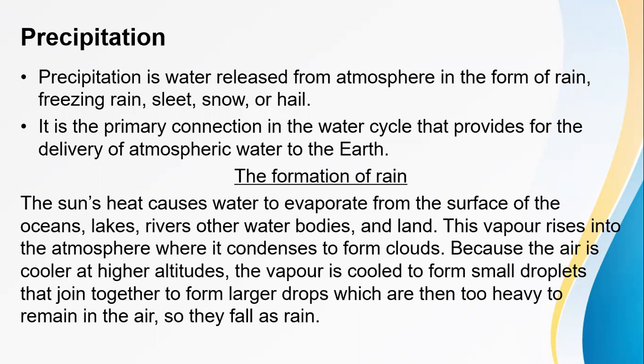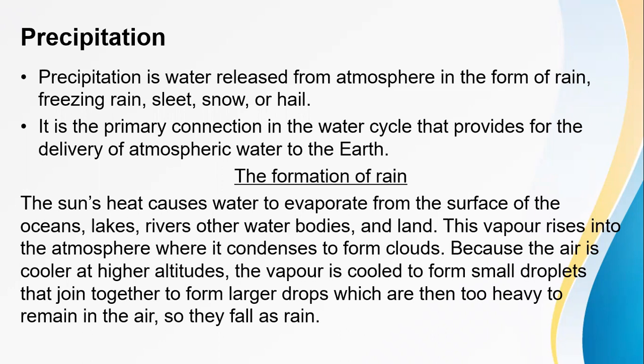So all these are just forms of precipitation that can be released from the atmosphere. It is the primary connection in the water cycle that provides for the delivery of the atmospheric water to the earth. Now let's see the formation of rain. Here is just how rain is formed.